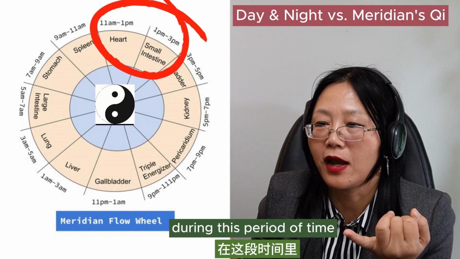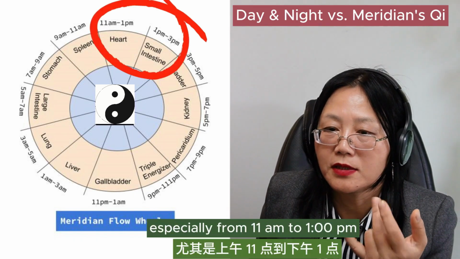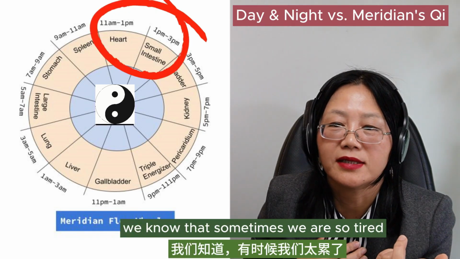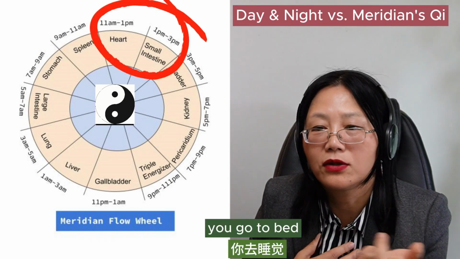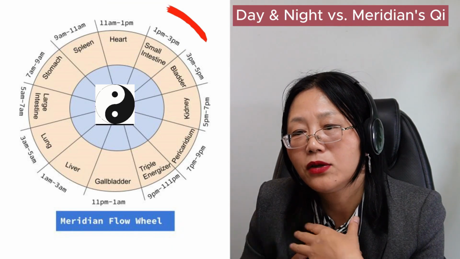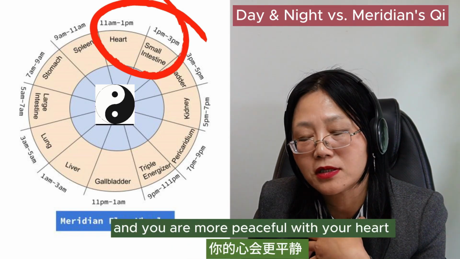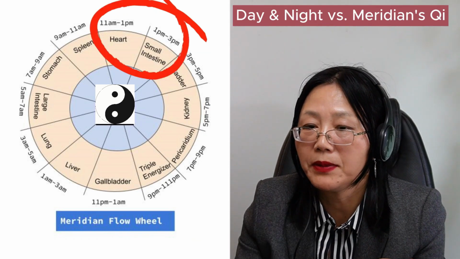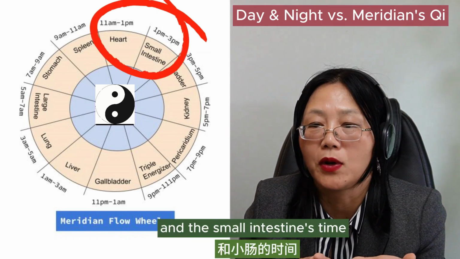During this period of time, if you take a nap, especially 11 to 1 o'clock, your heart can take a break. We know that sometimes we are so tired, we go to bed and lie down for a while, and the heart can run better, more peacefully. This supports that reason, because that's the heart time and the small intestine time.